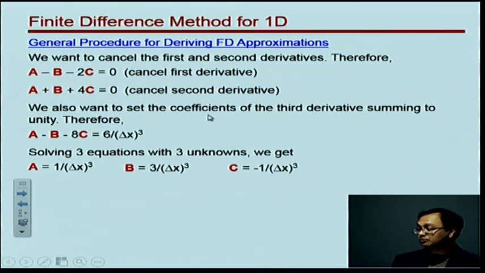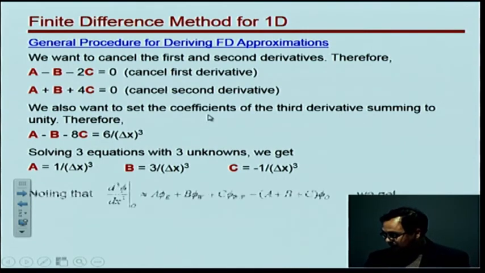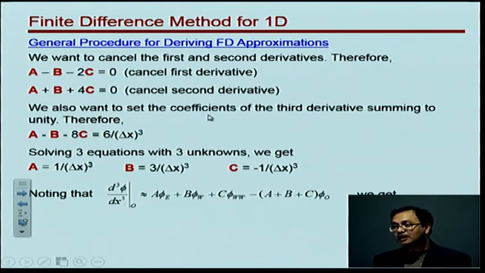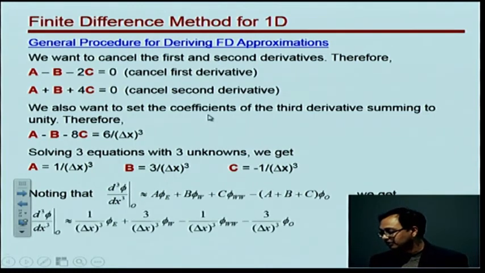My d cubed phi dx cubed is a phi e plus b phi west plus c phi west west minus (a plus b plus c) phi naught. That comes from the 3 equations that we had earlier. So now I have my A, B, and C. I plug them in, do a little bit of algebra. This is what I end up getting for my third derivative. I say approximately because, of course, there's an error. I've thrown away the higher order terms.